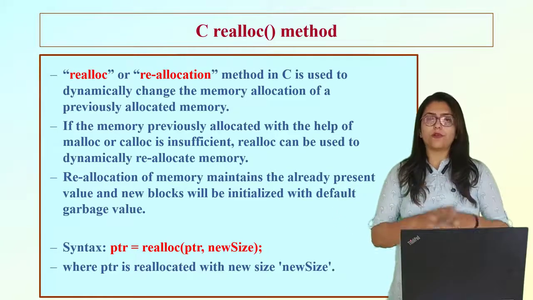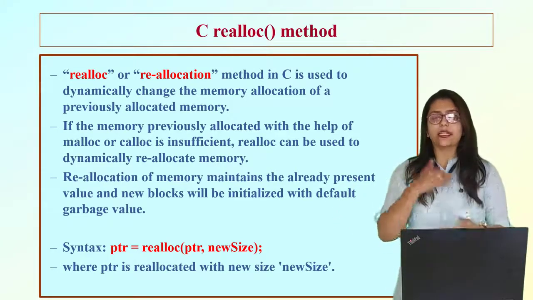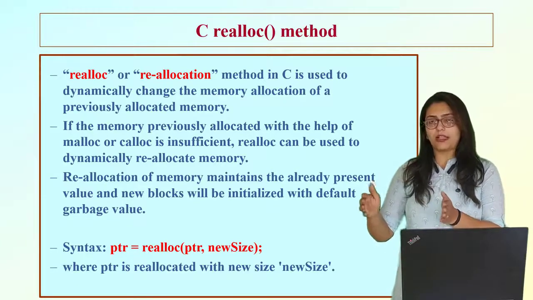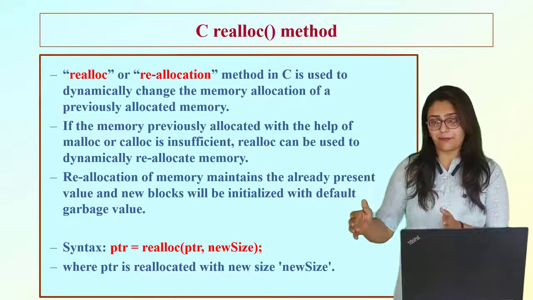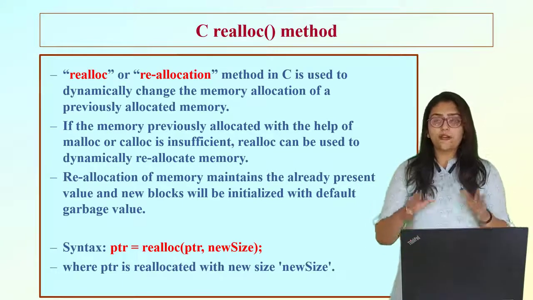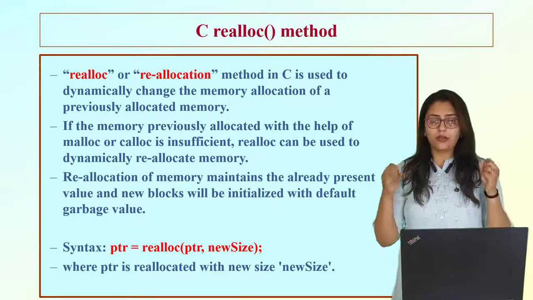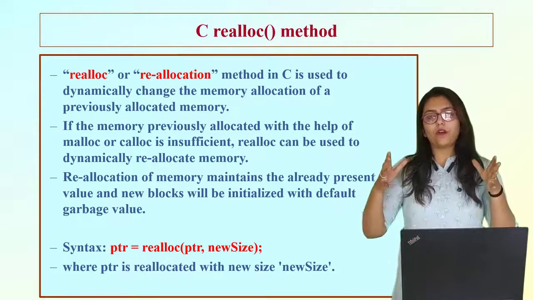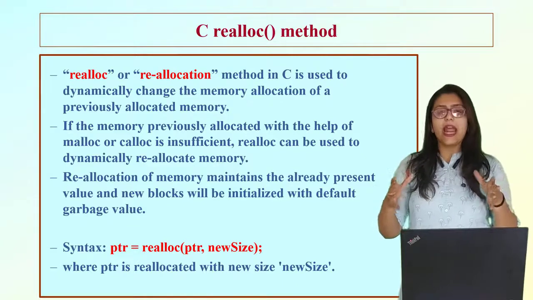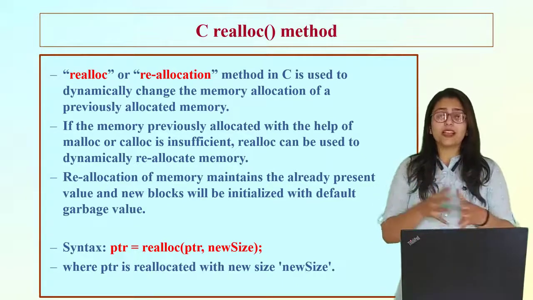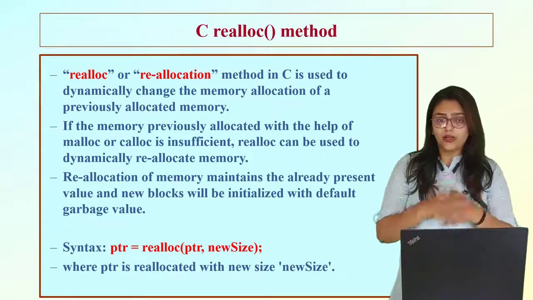Suppose my block is of 400 bytes and now I am asking for 1000 bytes. But after my 400 byte block, there are 600 bytes empty. So either it will allocate those 600 bytes, or if the space is not available, then it can just take a new block which is of 1000 bytes and allocate in place of that 400 bytes, right? So this is how it is happening in case of realloc.